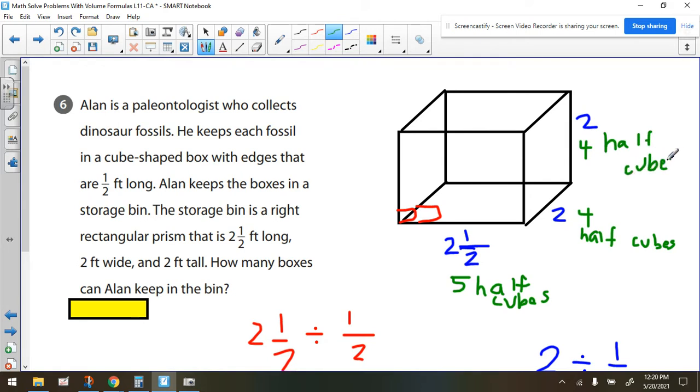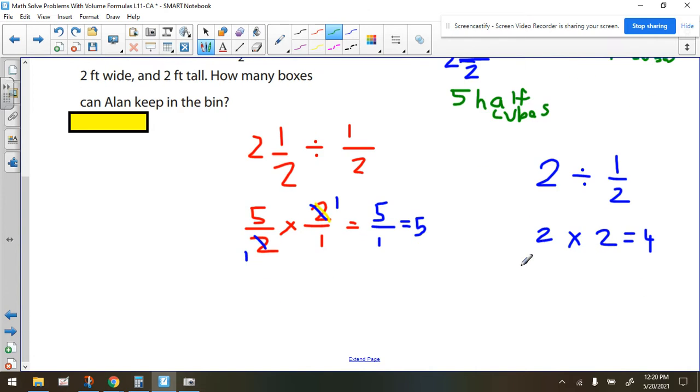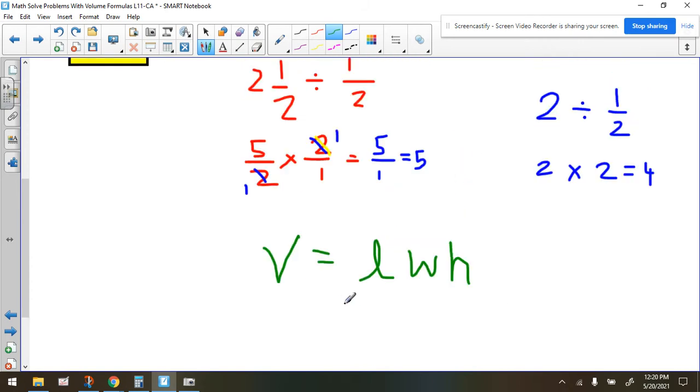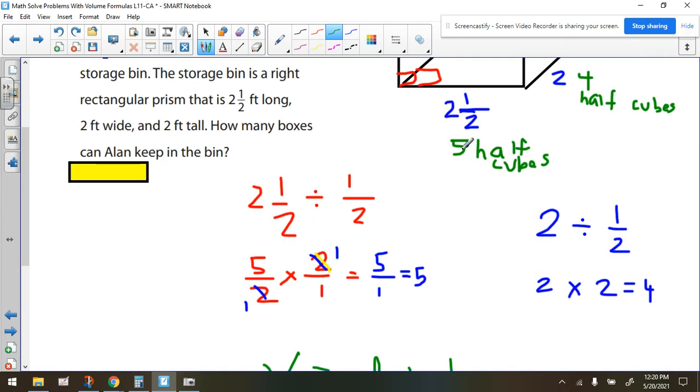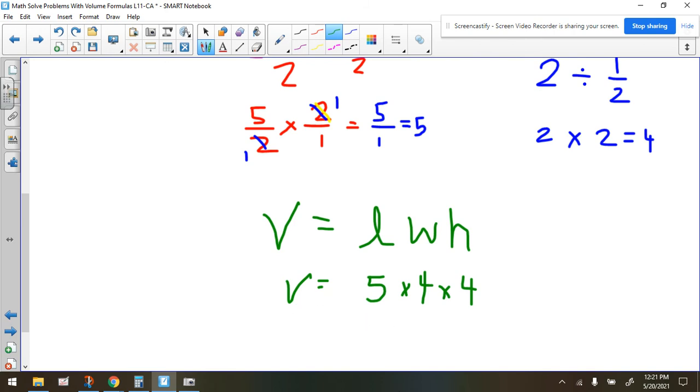All right, so we need to take these green numbers that we have and figure out how many we can fit inside, because these are going to be the half cubes. So how do we do that? Let's write down the formula. It is volume equals length times width times height. The volume that we get will be in half cube units. So we're looking at 5, 4, and 4. 5 times 4 times 4. Just finish that up, and your answer will be the half cubes that we're talking about, not the full cubic feet. All right, good luck finishing that.